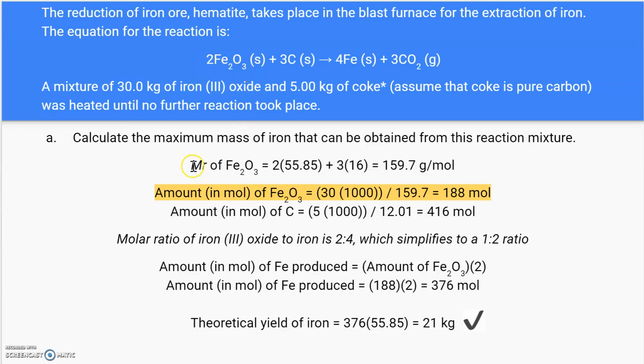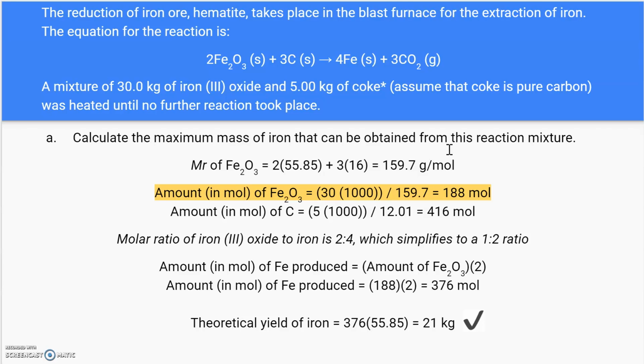Now for iron 3 oxide, it requires a little more calculation, but we'll just follow the procedure of multiplying the subscript of iron times its molecular mass, which is 55.85, and multiplying the subscript of oxygen times its molecular mass, which is 16, and adding those two. If we add the two multiplications, we obtain that the molecular mass of iron 3 oxide is 159.7 grams per mole.